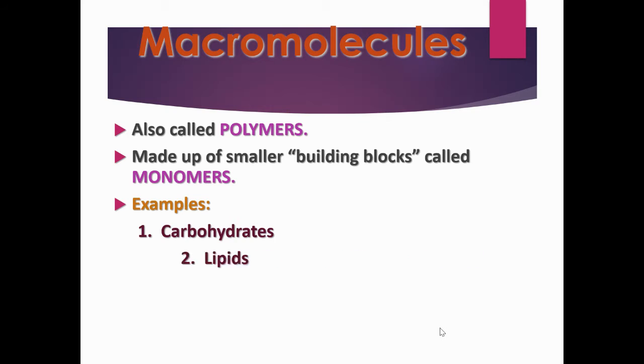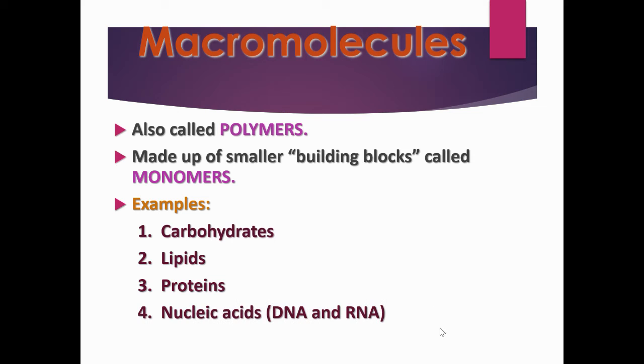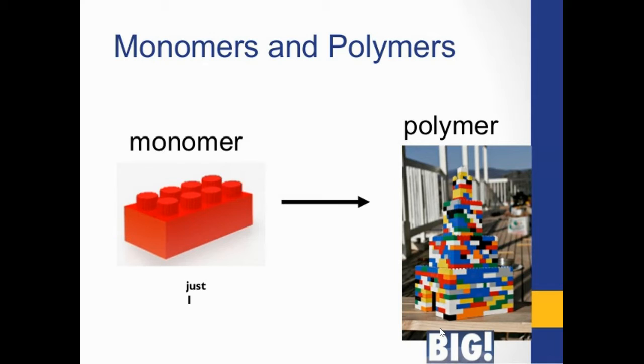Examples: carbohydrates, lipids, which are also known as fats, proteins, and nucleic acids, DNA and RNA. You can think of a monomer as a Lego brick, it's just one, and a polymer is many of them brought together, and that is big. So we're going to learn the names of the monomers of all of the macromolecules.